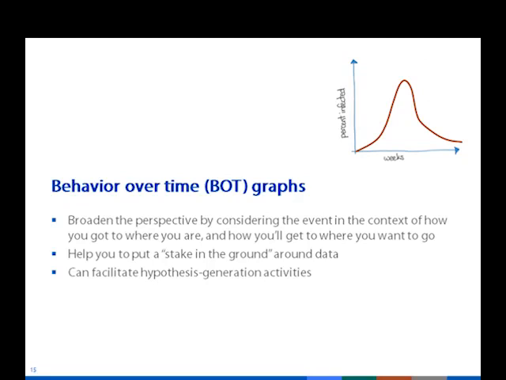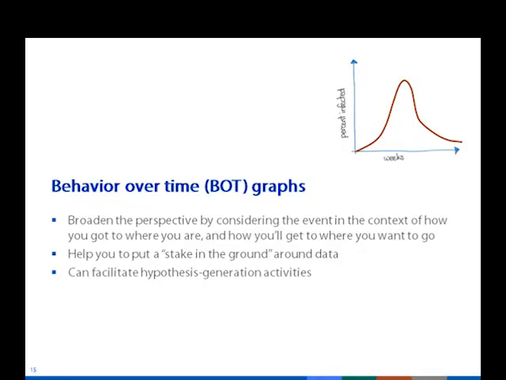A BOT graph can help you in at least 3 ways. First, it can help you to broaden your perspective by enlarging the temporal boundary around an issue. You can consider today's event in the context of how you got to where you are and how you'll get to where you want to go. Second, it can help you to put a stake in the ground around data. It's really fantastic, although sometimes challenging to the ego, when you draw a BOT graph and then you find that your graph differs in some substantive way from actual data. The discrepancy between the two provides you with an opportunity to learn something.